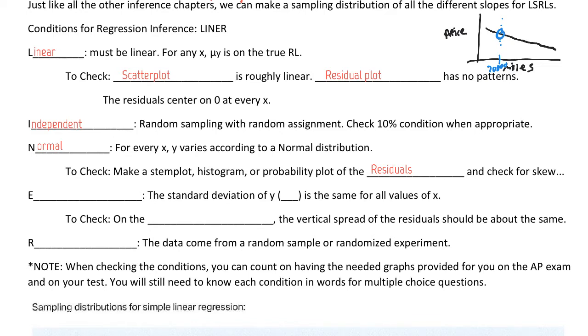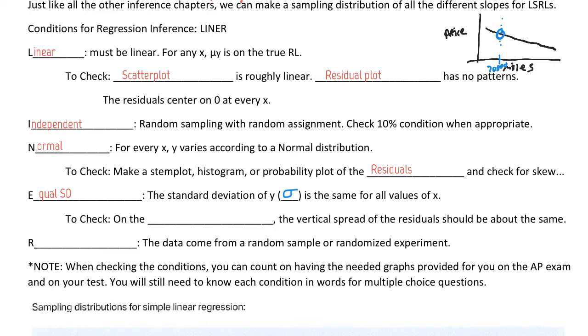So the E stands for equal standard deviations, or equal spread. The standard deviation of y is the same for all values of x. I'm looking at this and I legit don't know what that's supposed to be. Oh, s sub y, the standard deviation of y. I'm not sure what that blank is supposed to be. Sorry, guys.